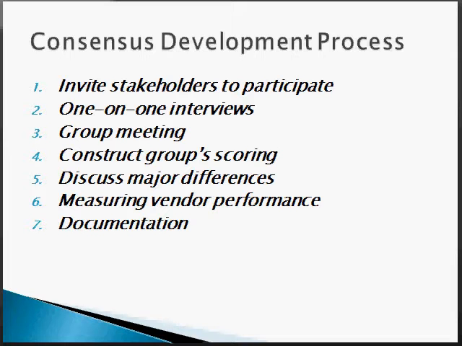In step 7, the facilitator documents the group's consensus model and the scores that the various vendors have received and distributes the results throughout the organization. Each of these 7 steps is further illustrated in the following slides.